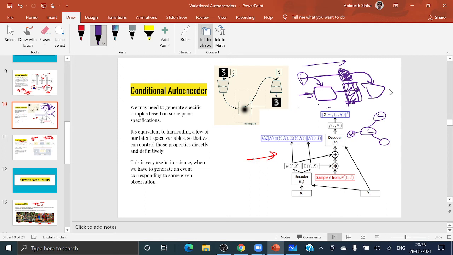I see. So basically, what I hear is that the conditioning variable could be either a regression variable, a regression input, or it could also be a structural input like a graph, right? Okay. Thank you. Yeah, sure.